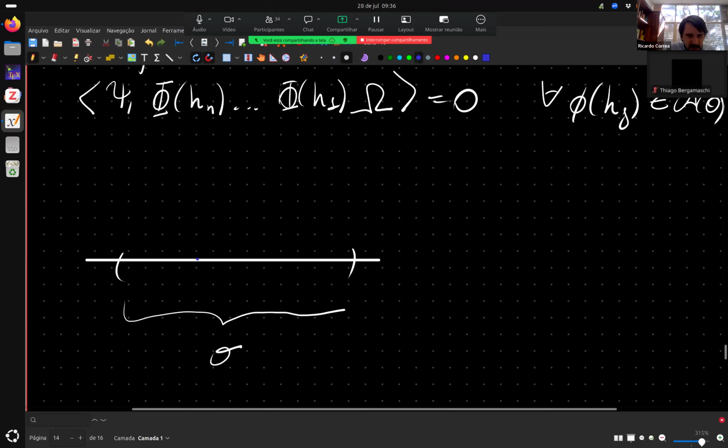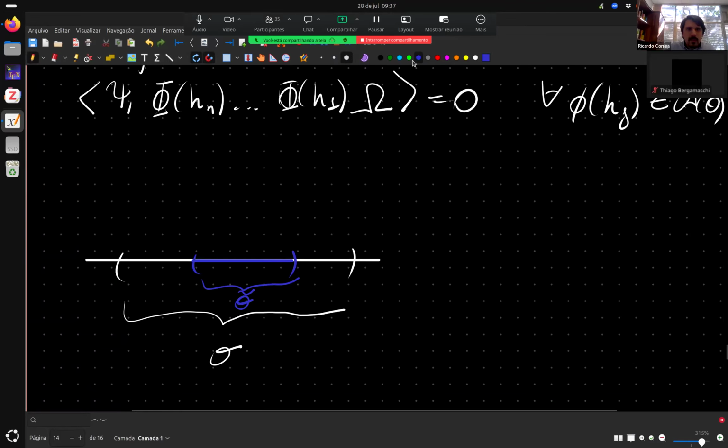Now I can get some smaller region inside region O, this is my O tilde, in such a way that I can go a little bit to the right or to the left without leaving the region O. So this is my epsilon. I can go epsilon to the right or epsilon to the left without leaving my region.